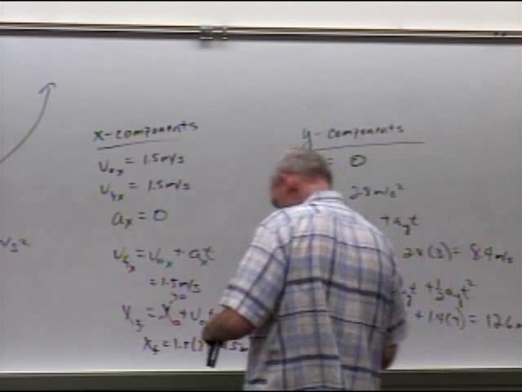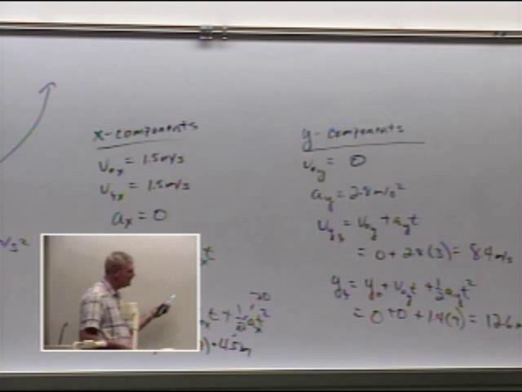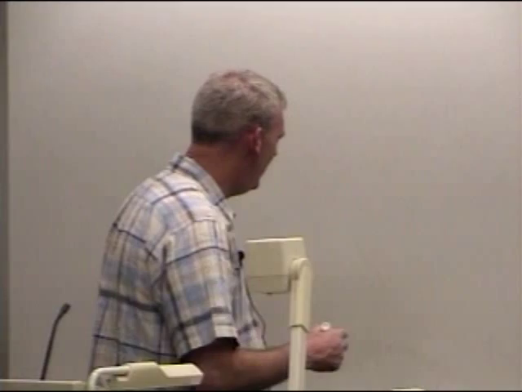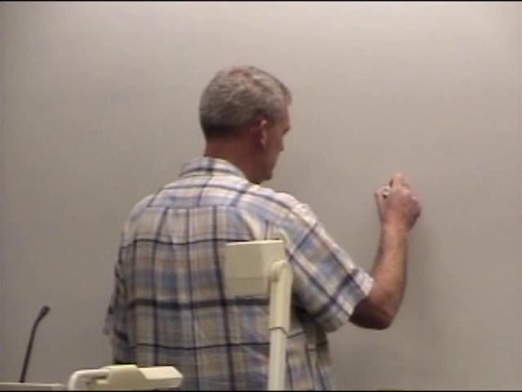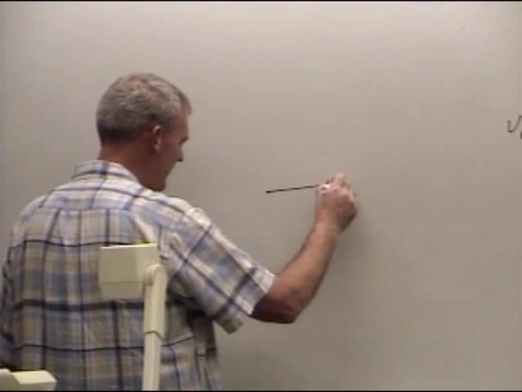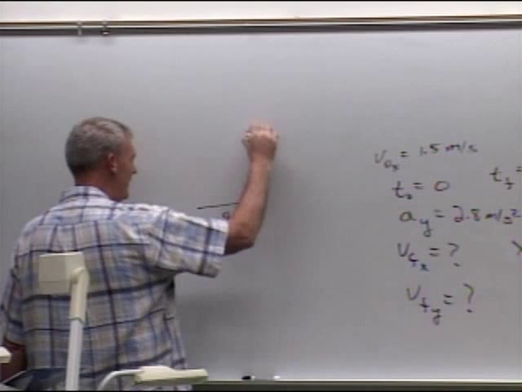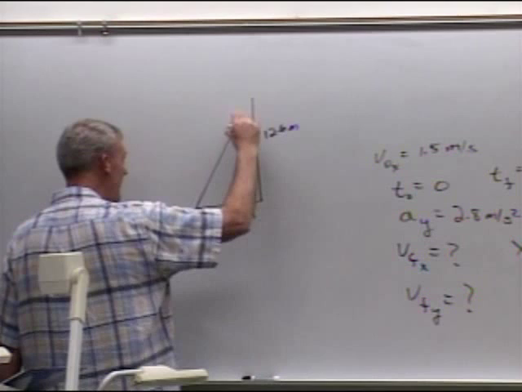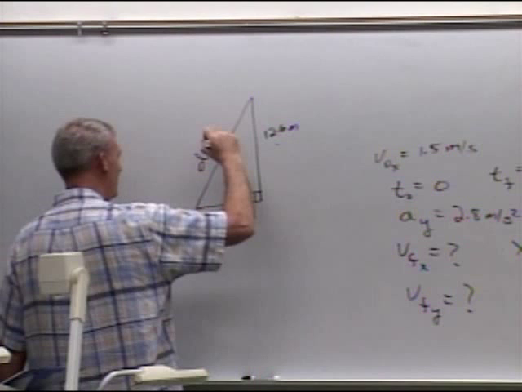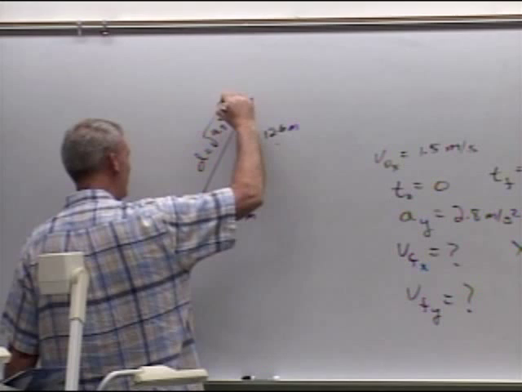Okay, so over here, I'm going to go ahead and draw the position vector, the final displacement. So this is 4.5 meters. And then in the y direction, it displaced 12.6 meters. So the actual displacement from there to there is from here to here. D is equal to the square root of 4.5 squared plus 12.6 squared. Whatever that comes out to be.